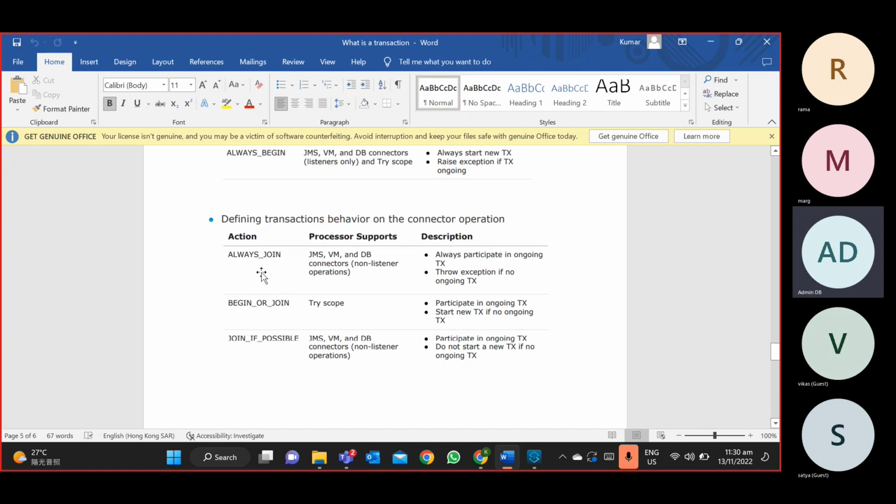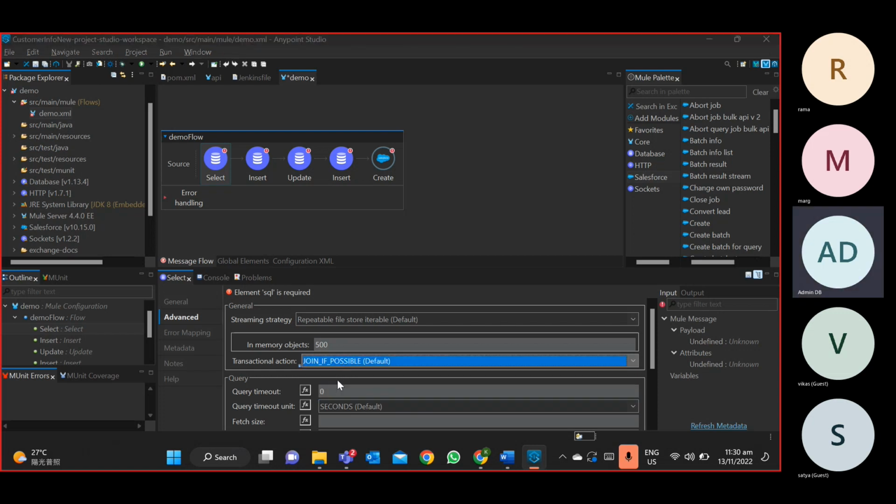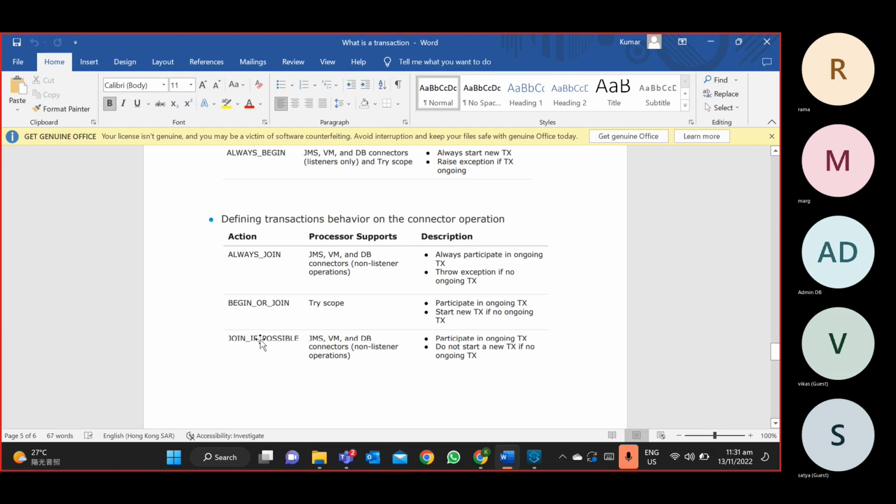If you select this always join, begin or join. Then join if possible: participate in the ongoing transaction, and do not start a new transaction if there is no ongoing transaction. It means that if a transaction is already started before this particular operation, then only it will join the transaction. If no transaction is started, then it will not join.